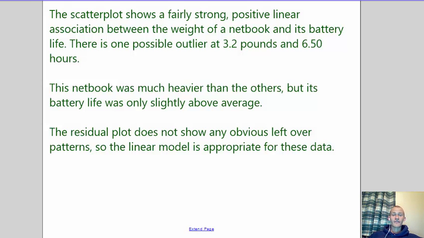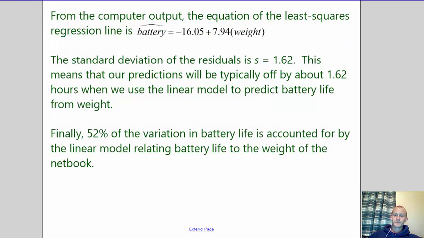So now we just have that last question about how accurate this is. This is where we use our standard deviation and r squared, our coefficient of determination. The standard deviation of the residuals is S equals 1.62. That means our predictions will typically be off by about 1.62 hours when you use the linear model to predict battery life from weight.